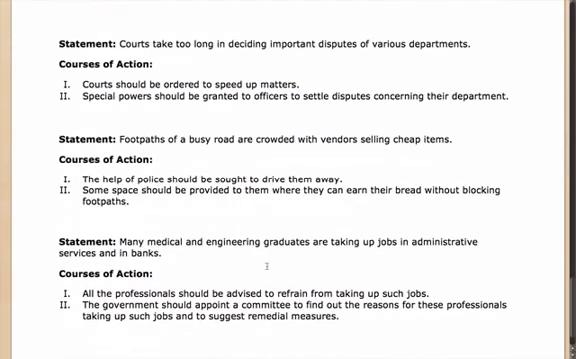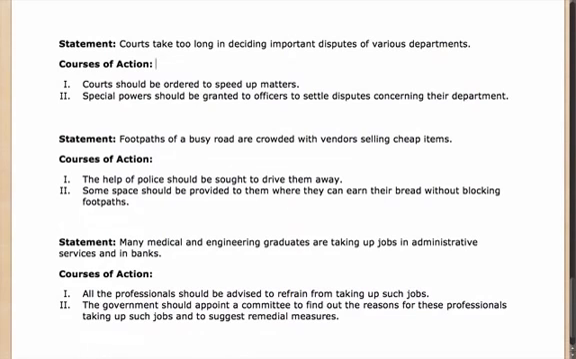Let's look at a few more questions. The statement says courts take too long in deciding important disputes of various departments. Well, that is something that we all know. The course of action suggested is courts should be ordered to speed up matters, a valid suggestion. Special power should be granted to officers to settle disputes concerning their own departments.